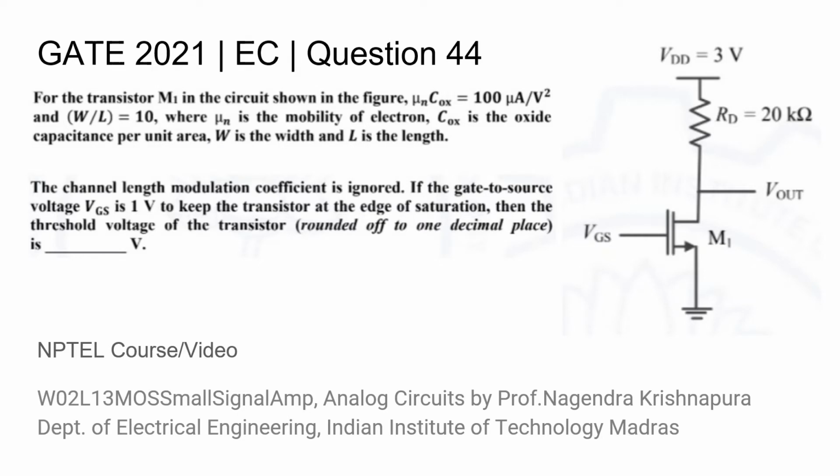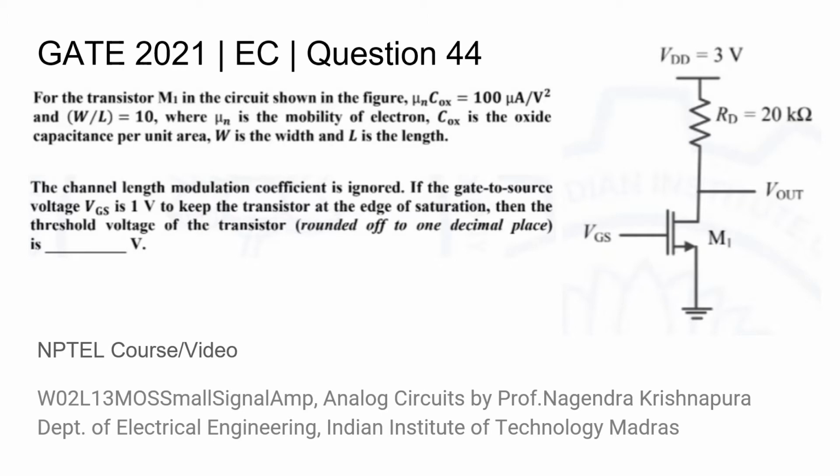This is question 44 from the GATE 2021 EC paper, where the transistor M1 has the following mu and Cox and W by L. The channel length modification coefficient is asked to be ignored. If the gate source voltage VGS is 1 volt to keep the transistor at the edge of saturation, then what is the threshold voltage rounded off to 1 decimal place?